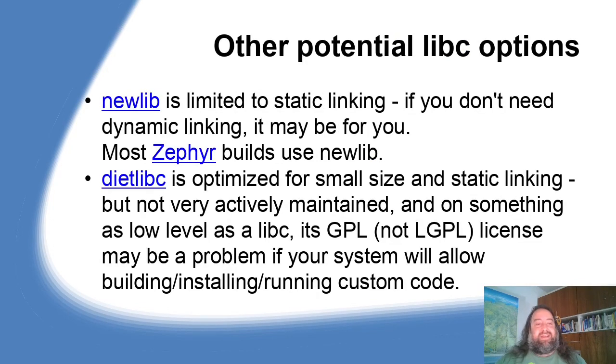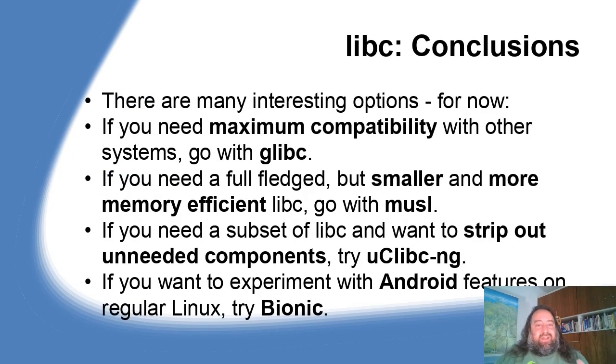Potential other options include newlib and diet-libc, but they have drawbacks that don't really make them suitable for most users. Conclusions. There's a couple of interesting options. If you need maximum compatibility with other systems, glibc is your only option. If you need a full-fledged but smaller and more efficient library, try musl. If you need a subset and want to strip out unneeded components, try uclibc-ng. And if you want to experiment with Android features, try Bionic.